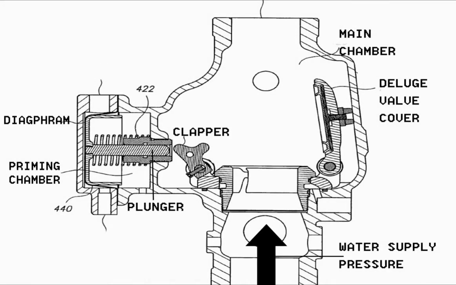closed. In the shown figure, the release of the priming water pressure behind the diaphragm caused the diaphragm, together with the plunger, to move backwards, removing the pressure on the clapper, consequently opening the deluge valve by the action of the water supply pressure.